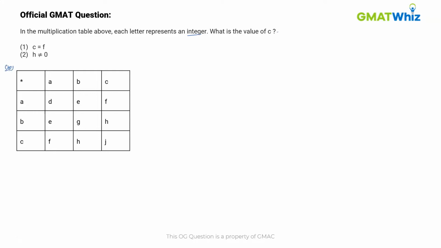Now, in step 1, we have that D is the product of A times A. That is, the value of D is equal to A squared. Similarly, E is the product of AB and F is the product of AC. We can see that the table is symmetric. So we have H is equal to BC and we can copy the values here.